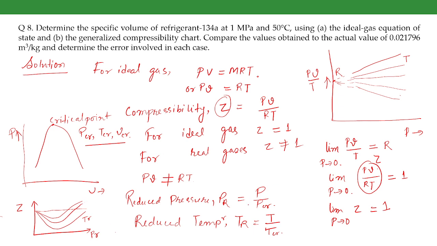Okay, so for any particular state we'll get the TR value, so we will get the value on this graph, and from these two values, the PR value and the TR value, we'll get the corresponding value of Z, that is the compressibility factor. Okay, so that is the use of the generalized compressibility chart. Why generalized? Because most of the common gases have similar variation of the compressibility based on the reduced pressure and temperature.